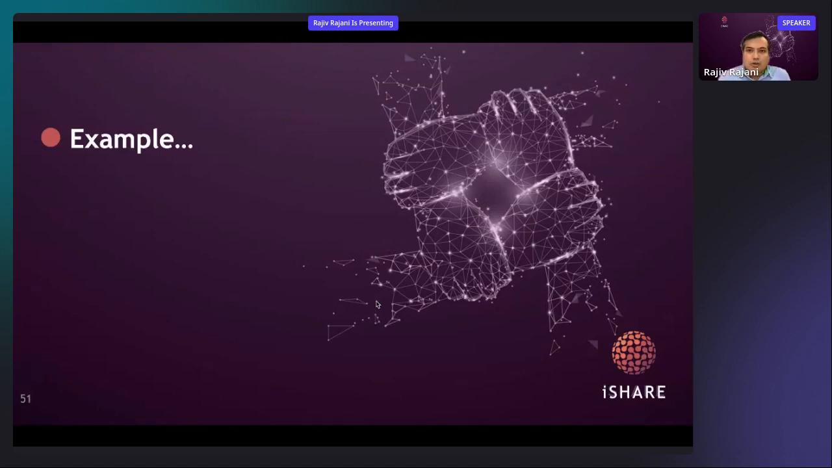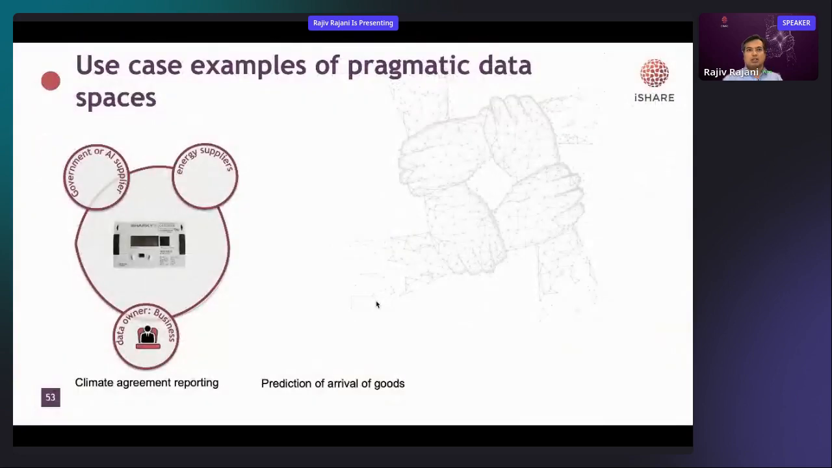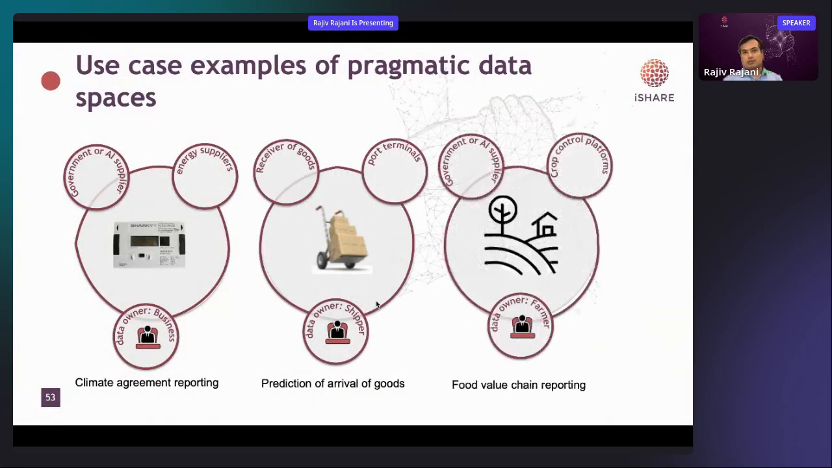Now, there were a lot of concepts and theory. I want to explain how iShare enables data exchange with an example. There are a few examples in front of us now. One is climate agreement reporting. So it's in the energy sector, where the government wants to keep a tab on the energy consumption by businesses, and it wants to promote energy efficient usage in the businesses so that carbon footprints can be reduced and the climate goal that we have can be achieved basically.